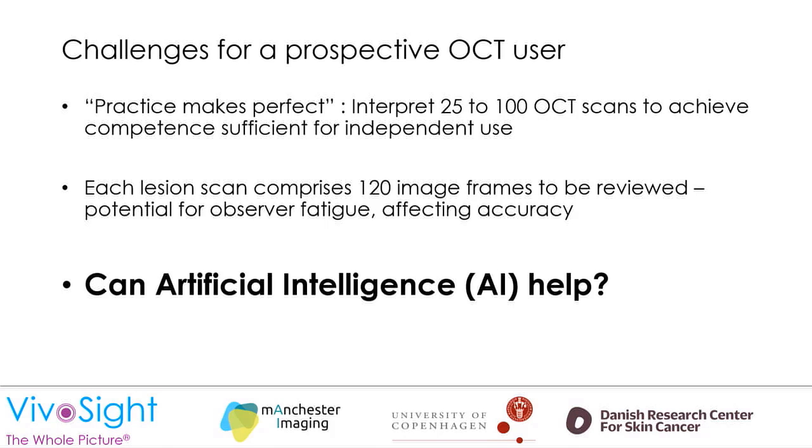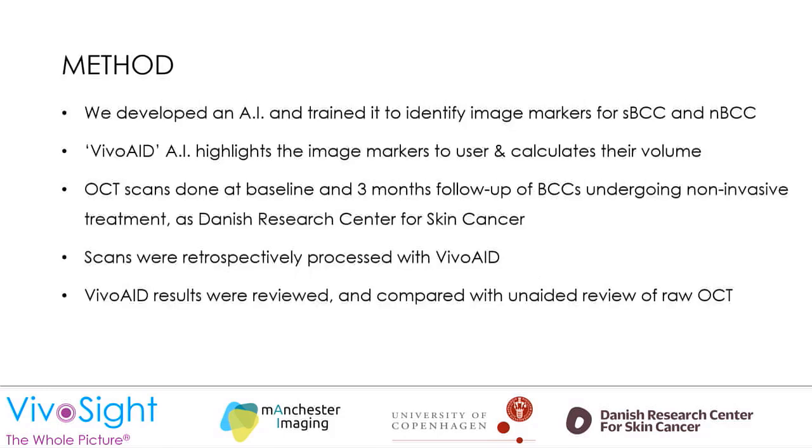The challenges are that the user has to learn, and that typically takes time to practice on up to 100 OCT scans to become proficient. And even when you've done that, each individual scan comprises about 120 image frames, and you've got to look at each one. And that has potential for observer fatigue and affecting the accuracy. So we developed an AI, and we trained it to identify image markers for superficial and nodular BCC types. We also used that to calculate the volume. We performed this analysis on scans done at baseline and 3-month follow-up. Then we also compared with the unaided results.